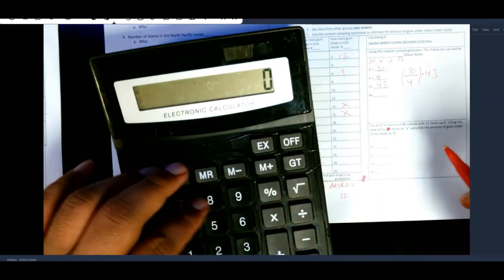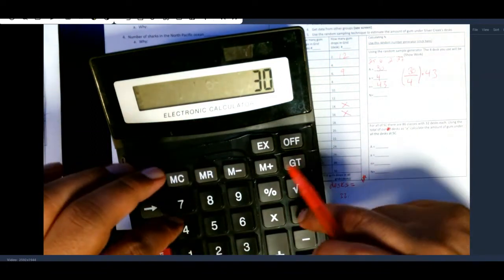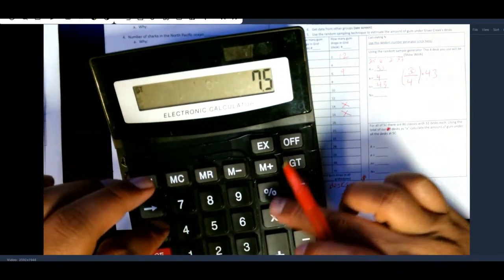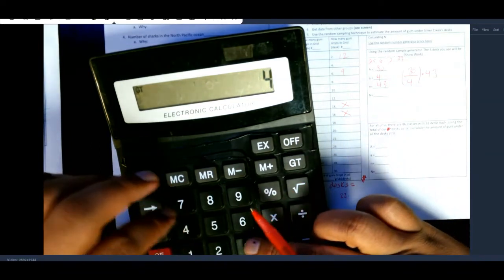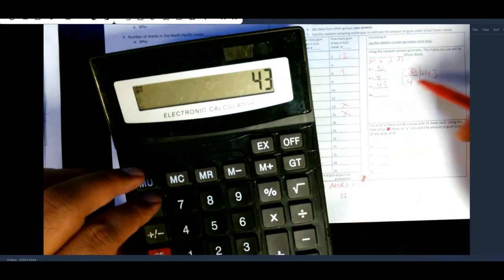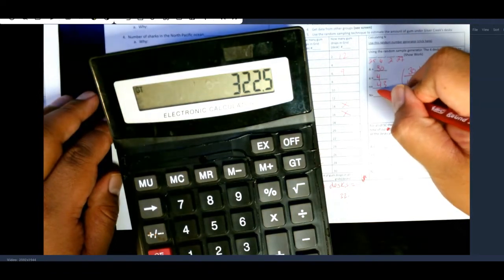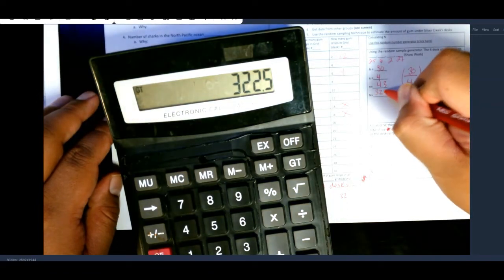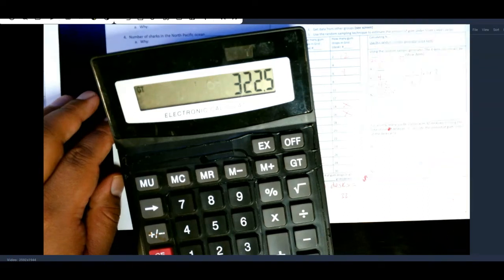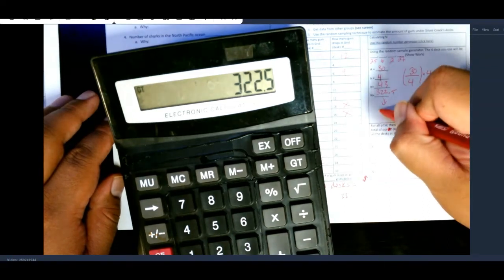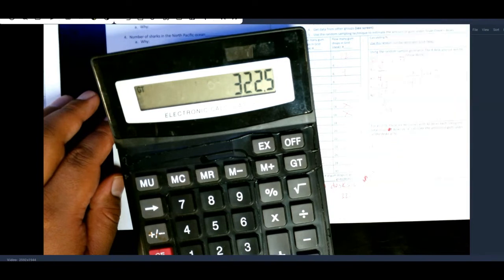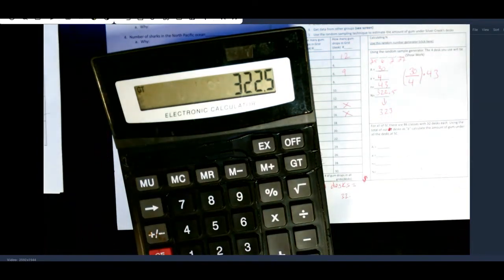Let the equation do the work. 30 divided by 4 times how many pieces of gum were in my 4 samples, 43. And it's giving me a population estimate of 322.5. If you wrote this down as 323 because you rounded up, also fine.